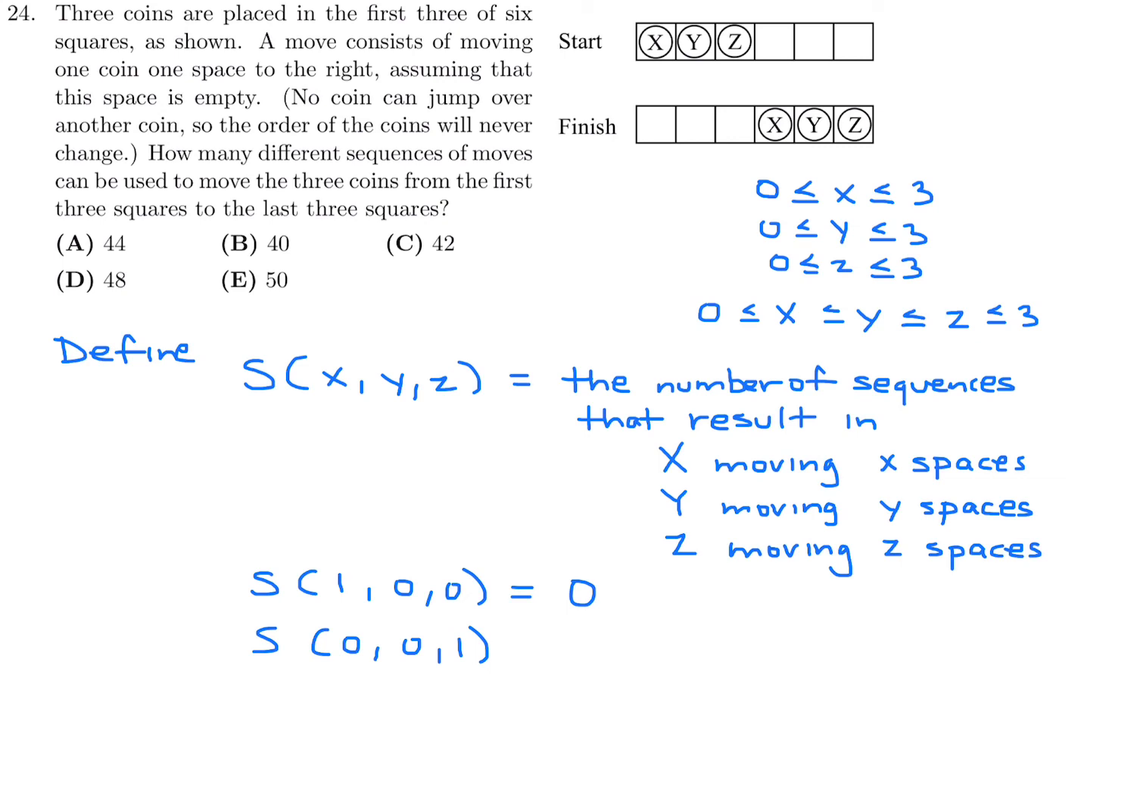How about S of 0, 0, 1? Well, that just means that Z moved one space, so it moved here. And therefore, there's only one such way of doing that. So this is 1. So these are just simple examples. This is just a sequence of one move.